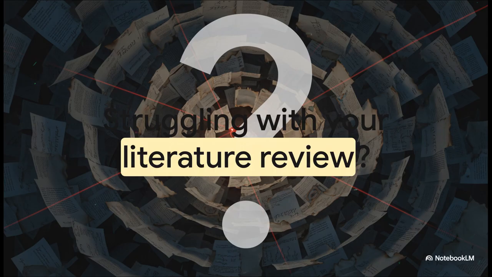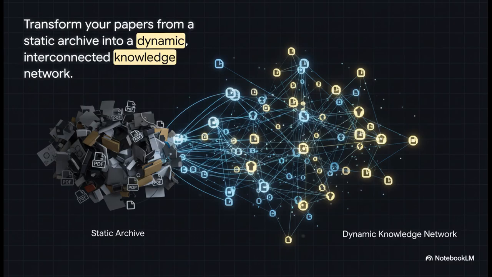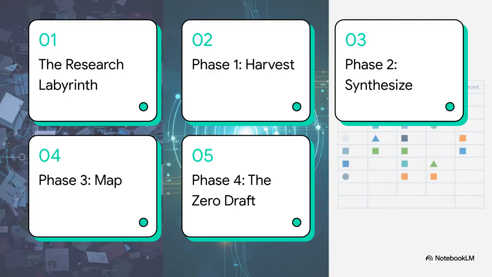Well, this workflow, this is the solution you have been waiting for. We're going to look at a workflow that takes that mountain of papers and turns it from a static, passive archive into a dynamic, living knowledge network. And listen, this isn't just about saving time. It's about fundamentally elevating the quality of your thinking. So here's our game plan. First, we're going to define what I call the research labyrinth and why the old ways just don't work anymore. Then we'll walk through the 4 phases to get you out: harvest, synthesize, map, and finally, crafting that zero draft.